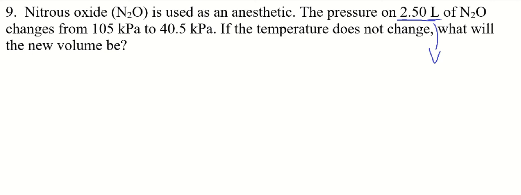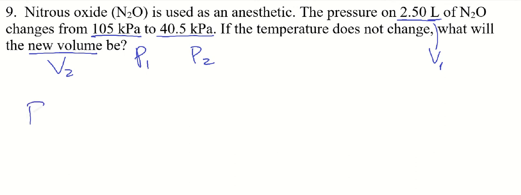So there's a volume 1 changes from, so that'll be P1, to P2, that's our second pressure. And if the temperature does not change, that means it's constant, what will the new volume be? So the question is asking us to solve for V2.